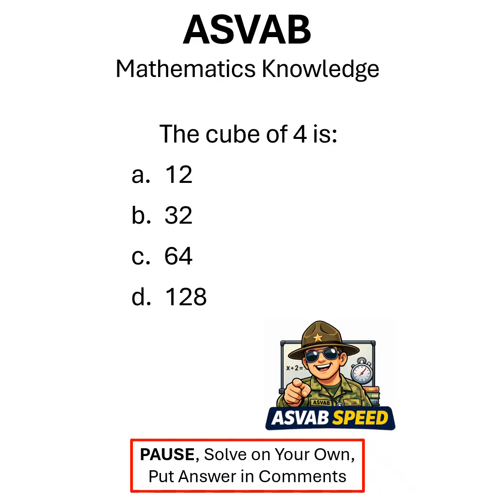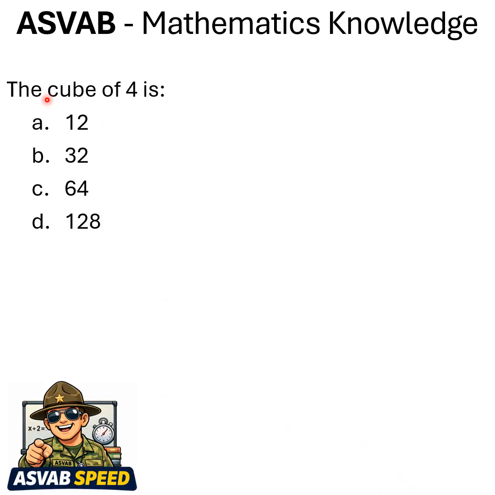Mathematics knowledge. The cube of 4 is... Remember to pause and solve on your own. Let's begin. If you're unfamiliar with cube of 4, same as 4 cubed. This 3 here is an exponent, and it tells you how many times this thing is multiplied by itself. So it's the same as 4 times 4 times 4. That's what that 3 means, or cube.